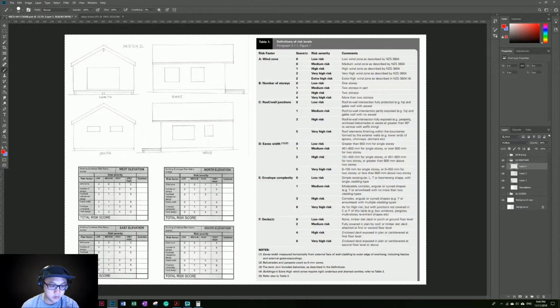So let's start with west. So the wind zone, we all know that's very high. That was in the description at the beginning of the section. So it's going to be 2. Number of stories, if we look here, if it's 1 story, it's a low risk. So we got 0. Roof to wall intersections design. So it's fully protected, partly exposed. If we look at the elevation, it's this one here.